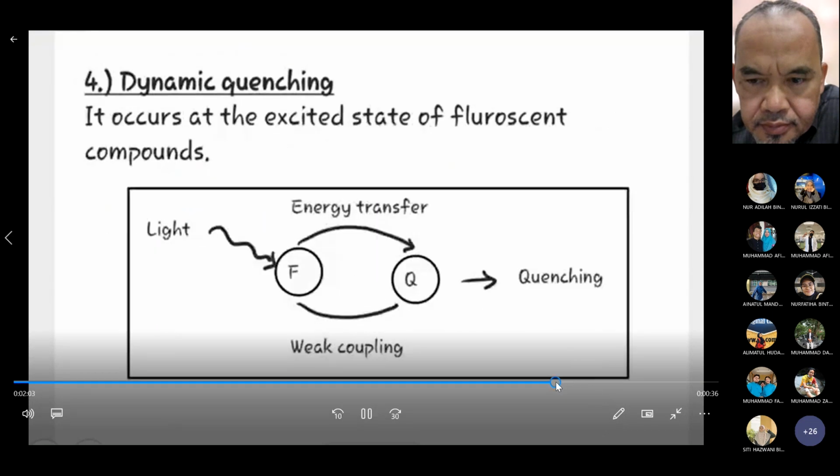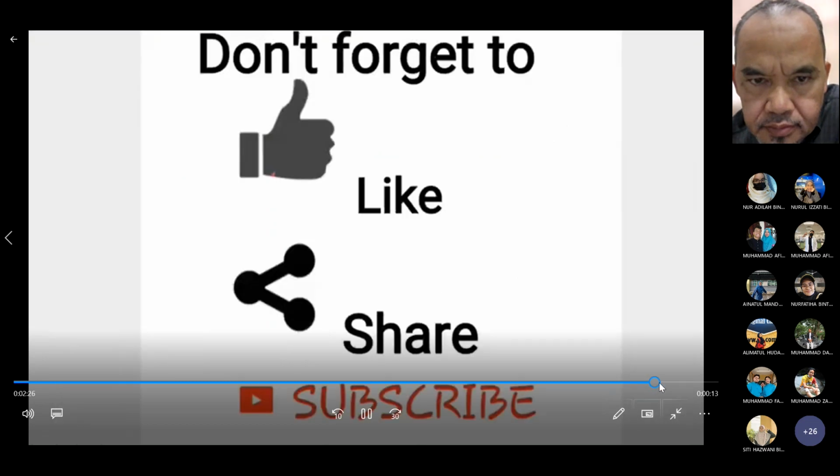Now let us see what is dynamic quenching. Dynamic quenching is just opposite to static quenching. It occurs at the excited state. In the dynamic quenching, there is weak coupling between fluorescent substance and a quencher. There is a collision between fluorescent substance and quencher.